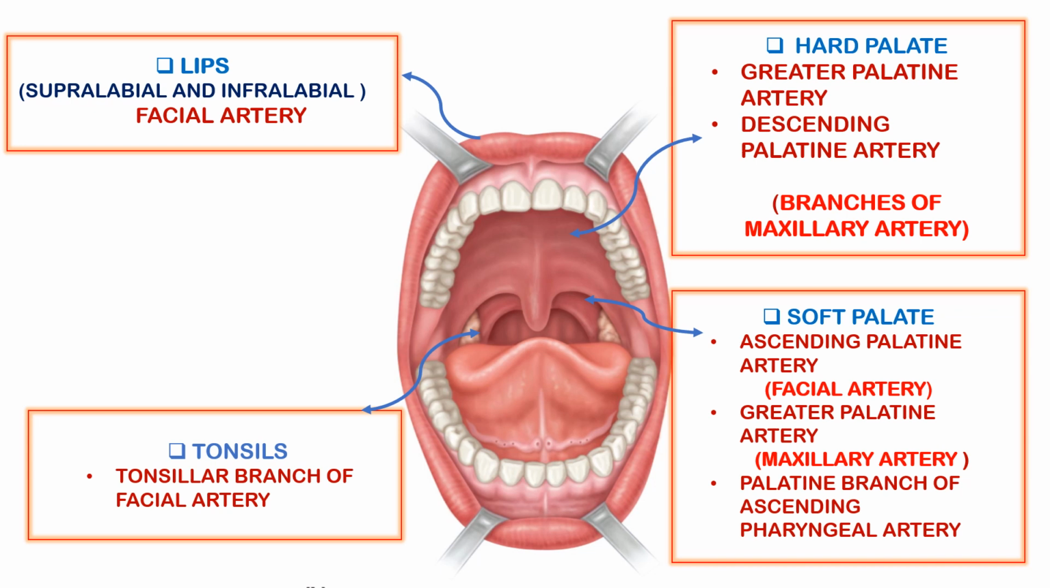The palate is divided into two. The anterior two-third of the palate is called the hard palate and the posterior one-third is the soft palate. The anterior two-third, that is the hard palate, is supplied by the greater palatine artery and the descending palatine artery. These are the branches of the maxillary artery. The posterior one-third is called the soft palate and it is supplied by the ascending palatine artery, that is a branch of the facial artery, the greater palatine artery, that is a branch of the maxillary artery, and the palatine branch of the ascending pharyngeal artery. The tonsils that I have shown you with an arrow are supplied by the tonsillar branch of the facial artery.